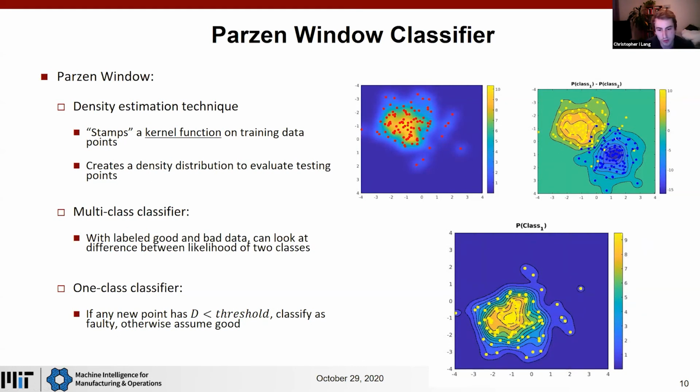But again, we can end up using this for the one class case where we only have examples of known good data and no faults, where again, we'd create a distribution for what we think the known good data should look like. And then if a new point comes in that has some density less than a threshold, we'd classify it as faulty. So if it falls out here, we would classify it as faulty. Otherwise, we'd assume that it's good.